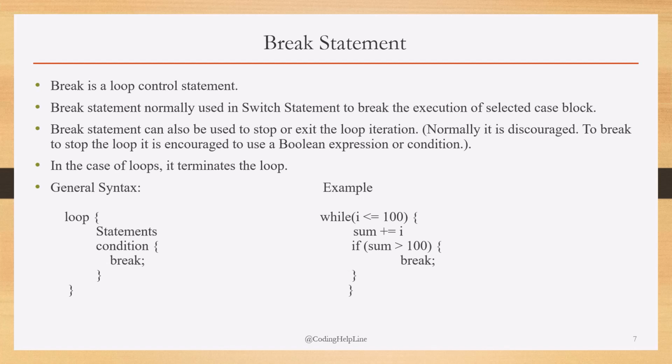For example, while I is less than or equal to 100, sum it. If the sum is greater than 100, break. So we know that the sum of 1 to 100 is equal to 5050. So we only want the sum up to 100. So we add I to the sum. If sum becomes greater than 100, we break it. So this will break the entire loop, not just the current iteration.